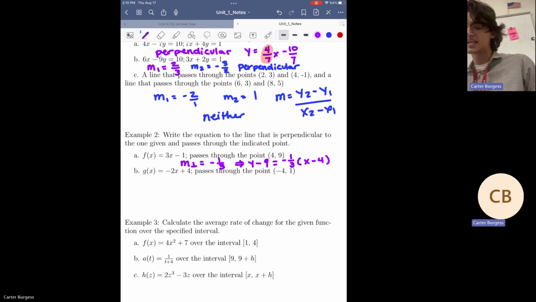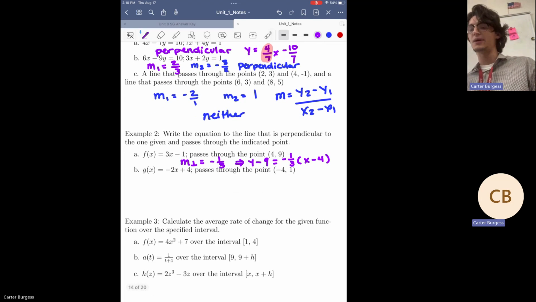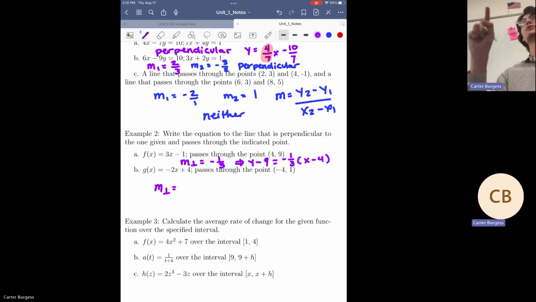All right, exact same thing for B. If my slope is -2, what is my perpendicular slope going to look like? -1/2? +1/2, perfect. And that's all the information I need. I have the slope, I have a point.